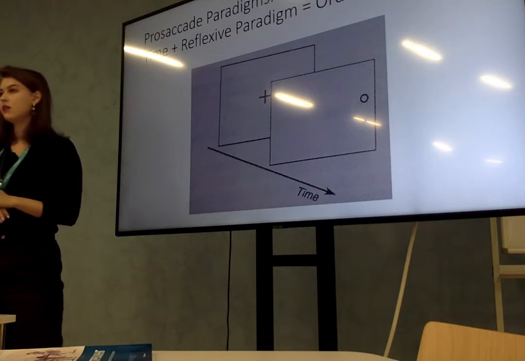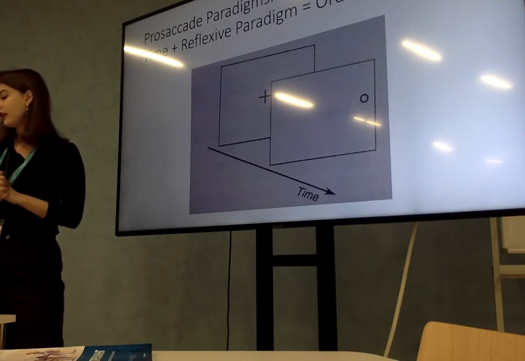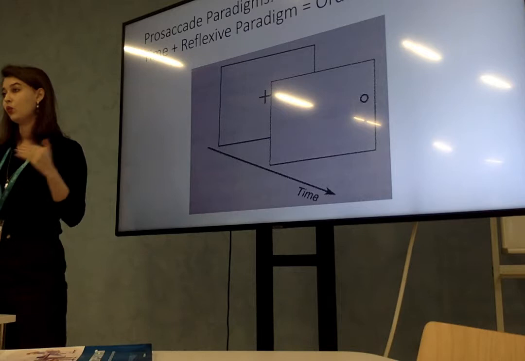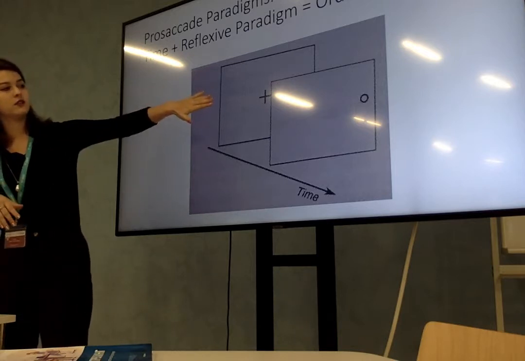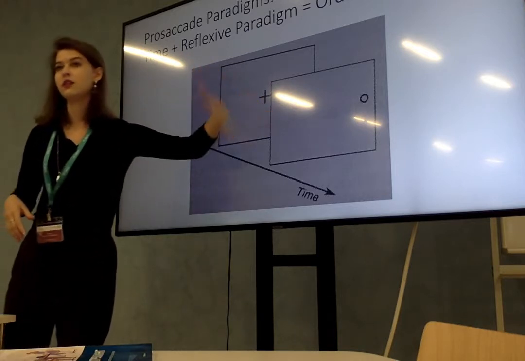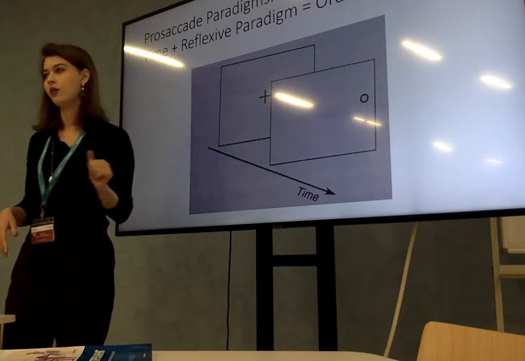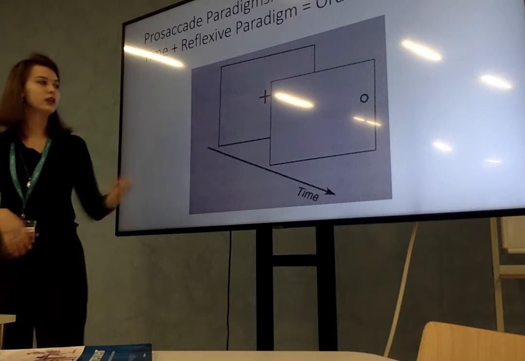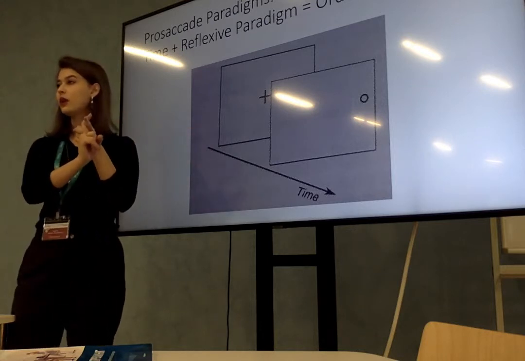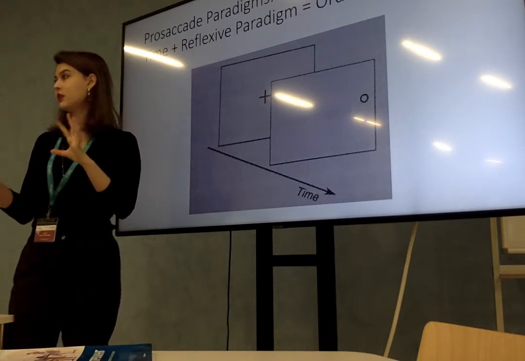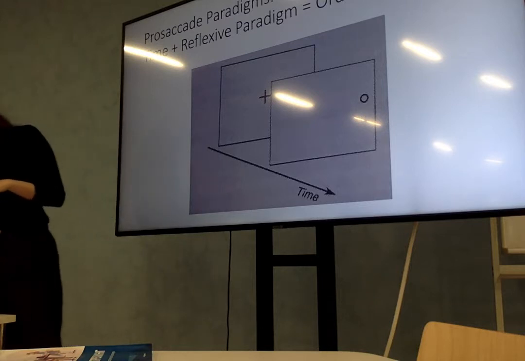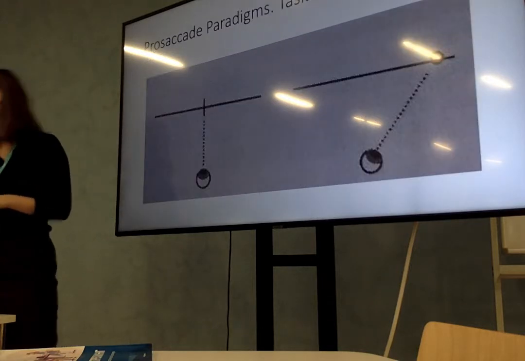The third type of diagram, the so-called time plus reflexive paradigm, or order of events, looks like that. That is the first screen, that is the second screen that our participant gets. And over time, we have to move our eye to the target. Usually, a cross is the original point, and the target might be represented by other symbols as well.